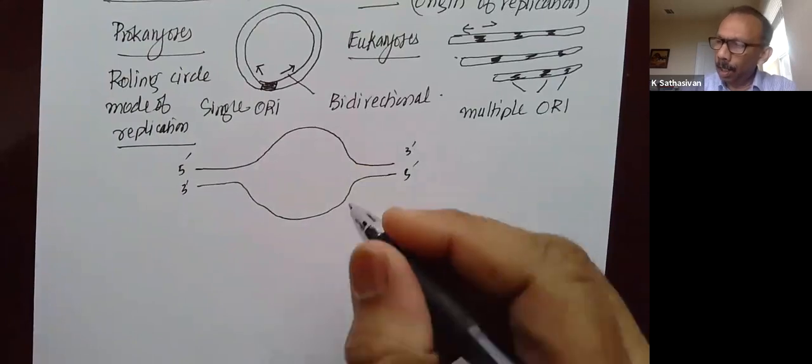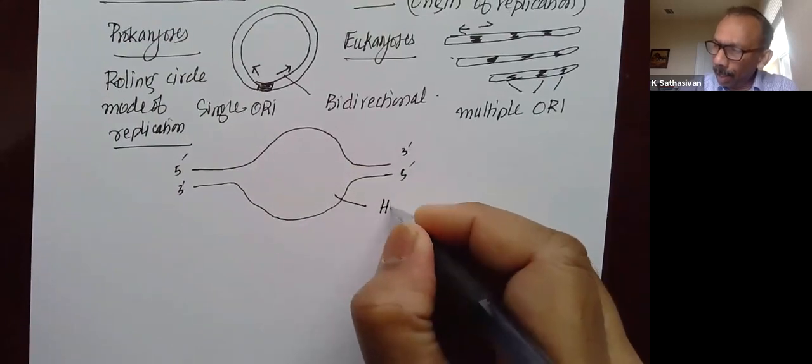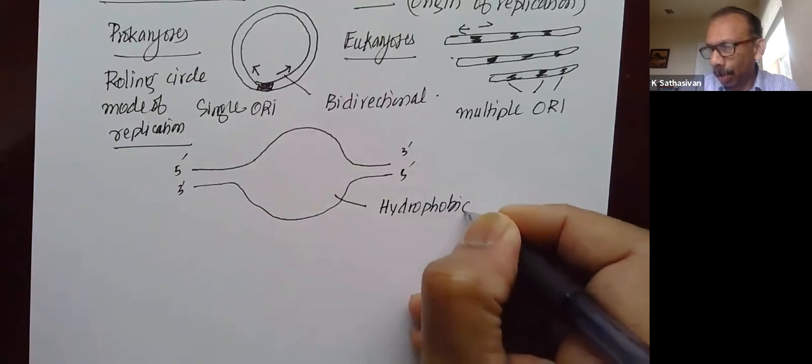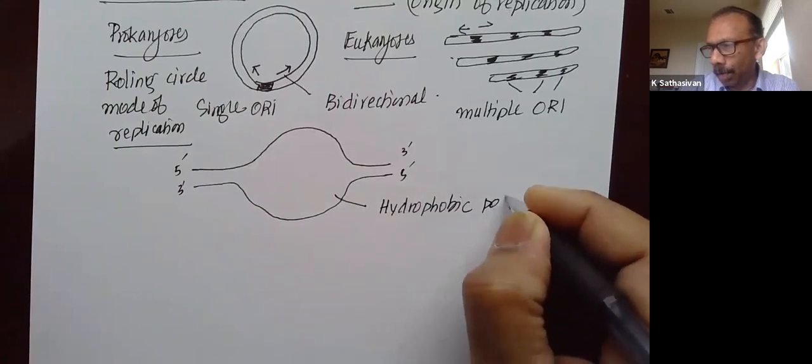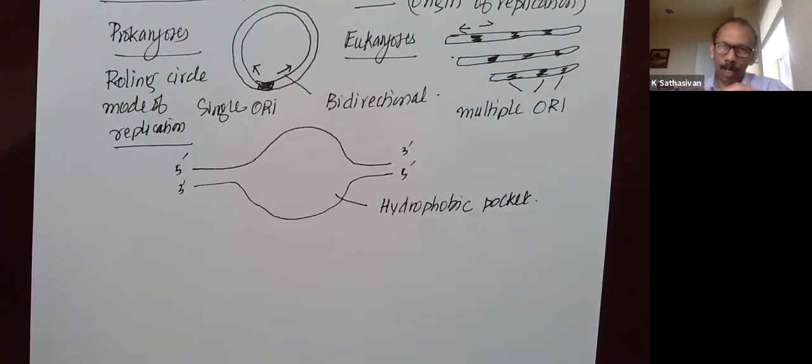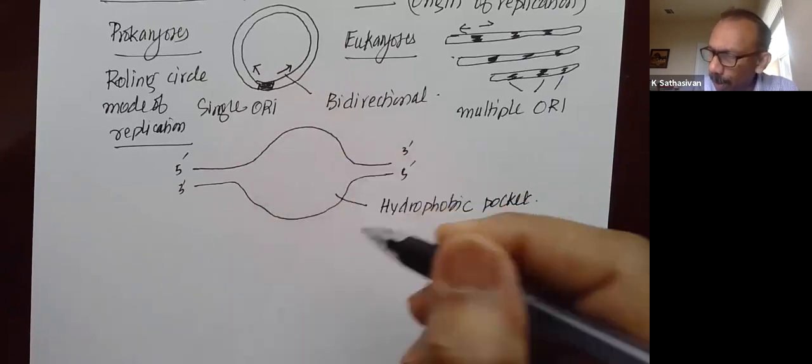And inside is a hydrophobic pocket because of the nitrogenous bases. So the whole reaction works because of the hydrophobic nature of DNA. That's what keeps them together in addition to the hydrogen bond. Okay, so that needs to be kept separate.